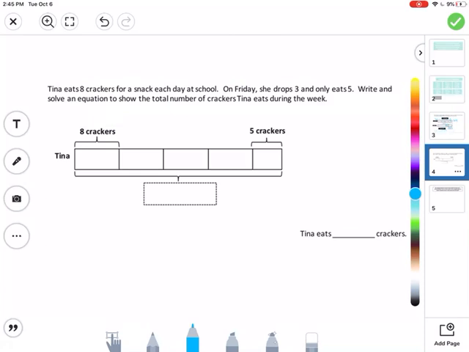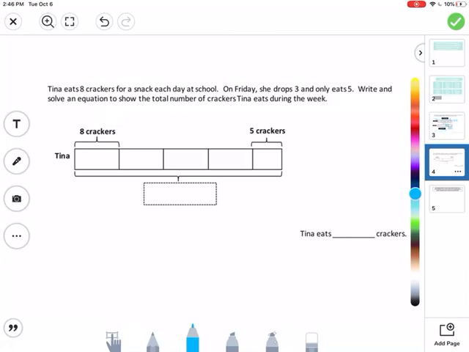All right. So Tina eats 8 crackers for a snack each day at school. Go ahead and put our information there. We have 8 crackers. On Friday, she drops 3 and only eats 5. Write and solve an equation to show the total number of crackers Tina eats during the week.